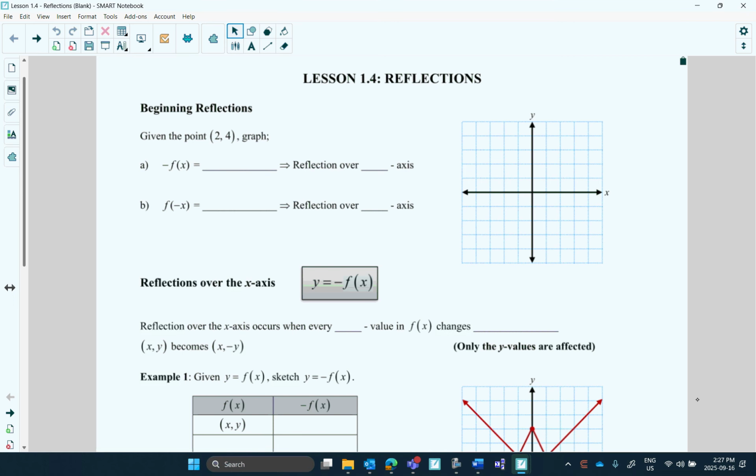For the final transformation, we're going to talk about reflections, or flips. And how do we flip? We flip over the x-axis, like so, which means it's a vertical flip. And we flip over the y-axis, like so, which means it's a horizontal flip. Okay?